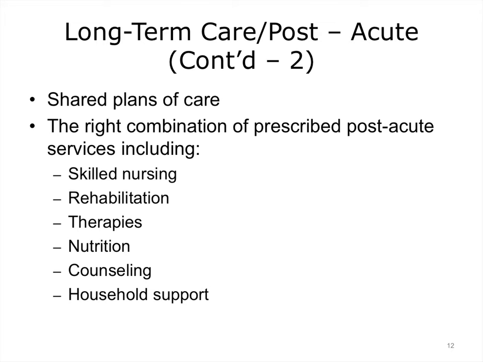Shared plans of care are developed and designed to meet all of the individual patient's unique care needs, to include the right combination of prescribed post-acute services that may include skilled nursing, rehabilitation, therapies, nutrition, counseling, and household support throughout the lifespan.